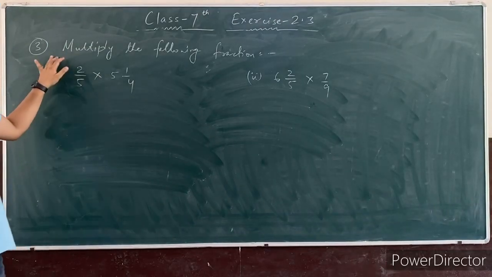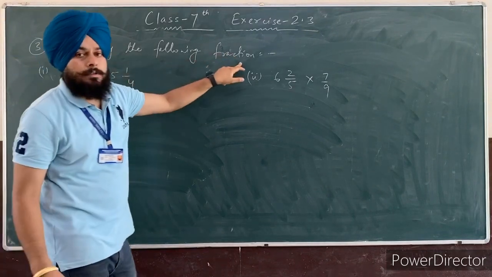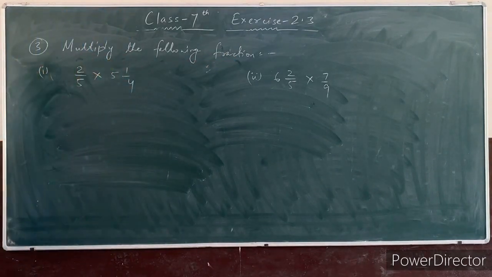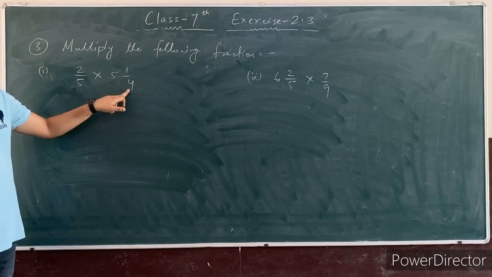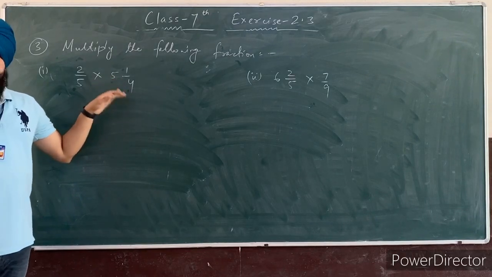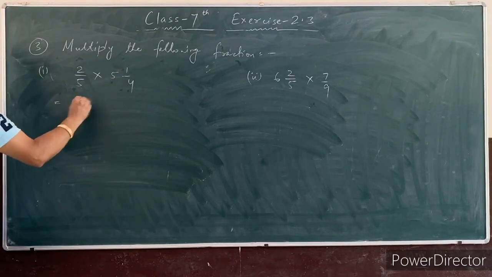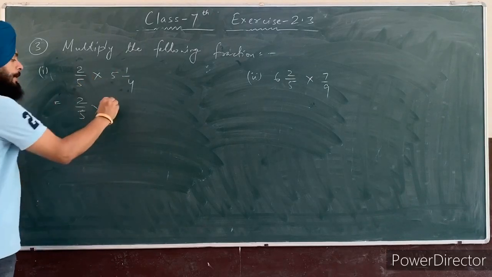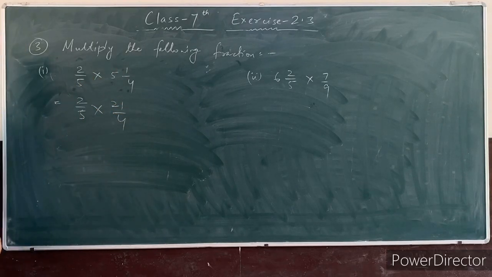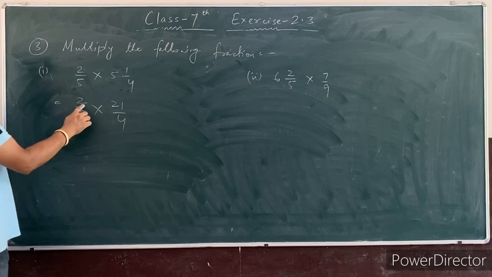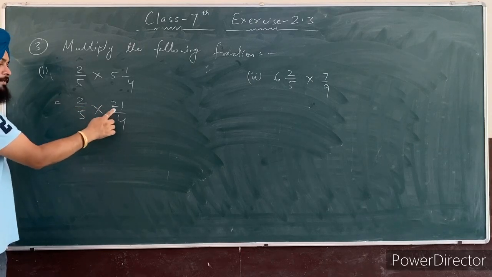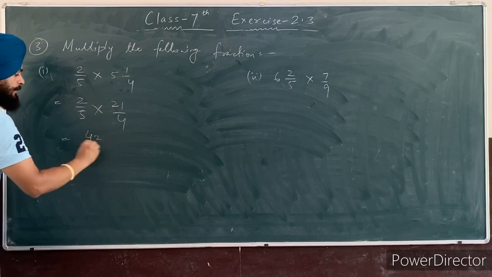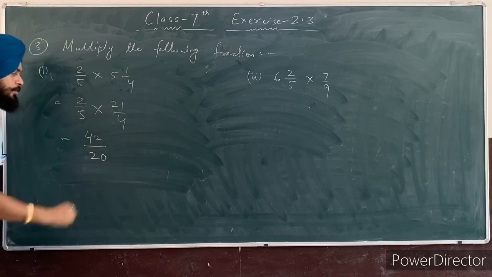Next, question number 3: multiply the following fractions. It is the same as question number 2. So you have to multiply the given fractional numbers. First is 2 by 5, a proper fraction, and 5 1 by 4 is a mixed fraction. You have to convert it into an improper fraction. So 4 5s are 20, 20 plus 1 is 21 divided by 4. Now you have to multiply 2 by 21 and 5 by 4. So 21 2s are 42 and 5 4s are 20.